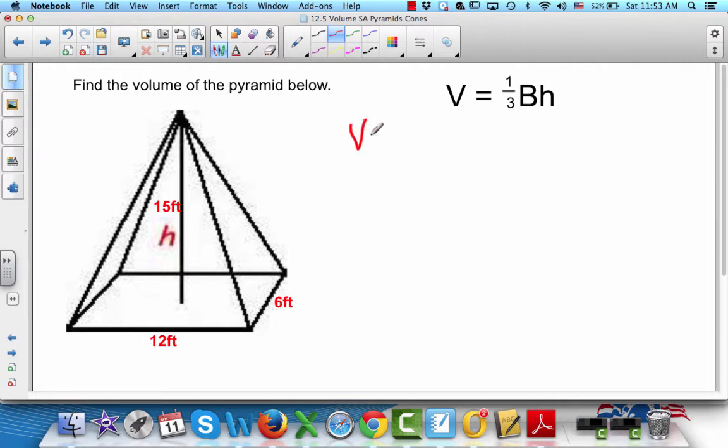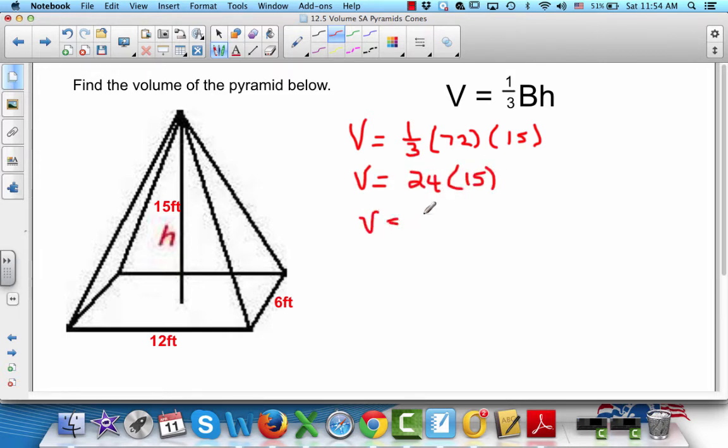The volume equals 1/3 times the area of the base. The area of this base is 6 times 12, which gives us 72. And the height is 15. So that gives us volume equals 1/3 times 72, which is 24, times 15. So that gives us volume equals 360 feet. And remember, volume is cubed.